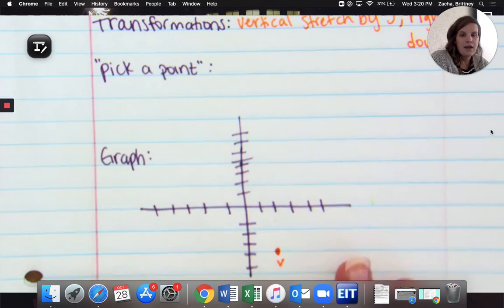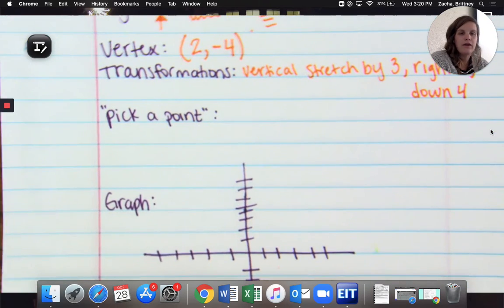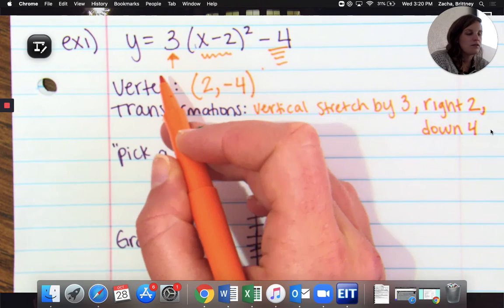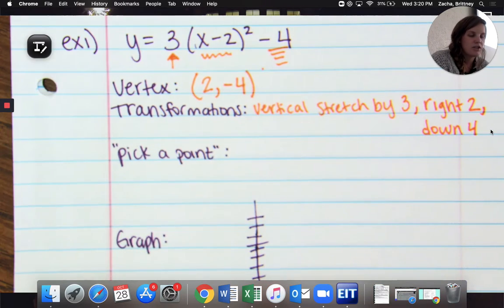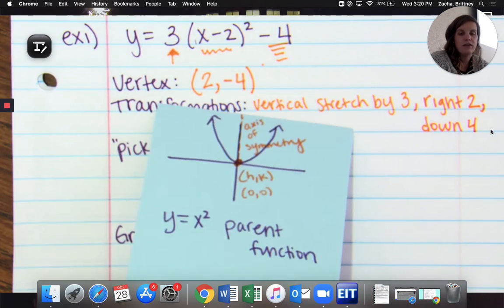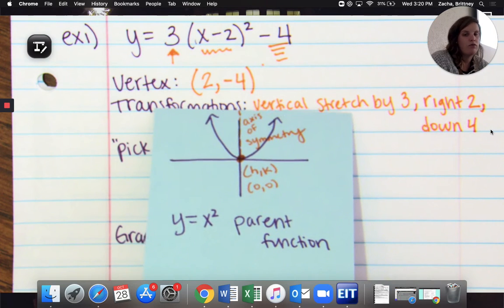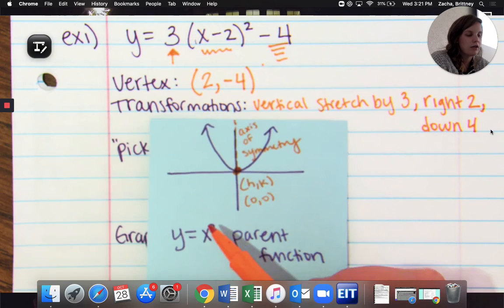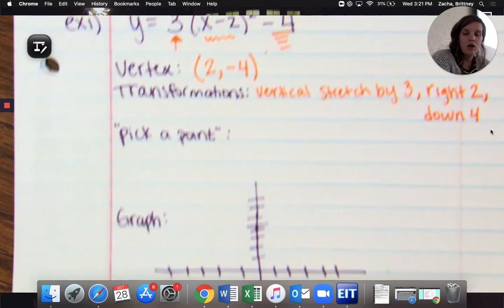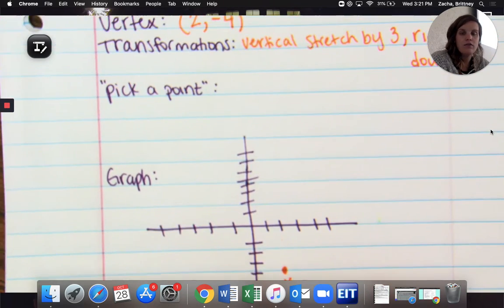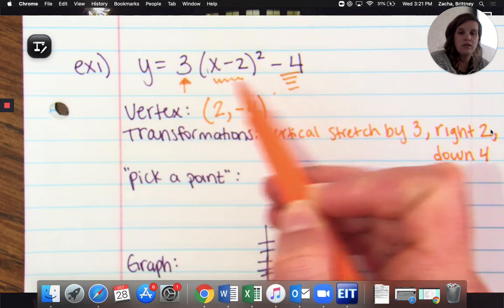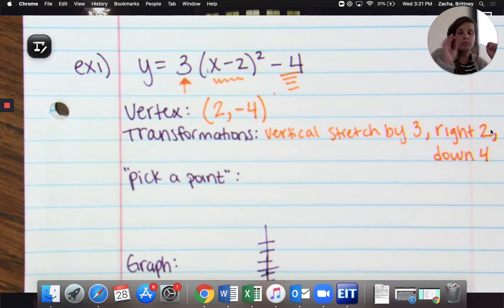Okay, so unlike absolute value, if you can think back to absolute value, this number was your slope. That's a little different because on the parent function, it's not a constant slope. It doesn't always go up 1 over 1, up 1 over 1, or up 2 over 2, that kind of thing, because we're squaring it. So instead of using slope, we have to pick a point to plug into this equation to plot.